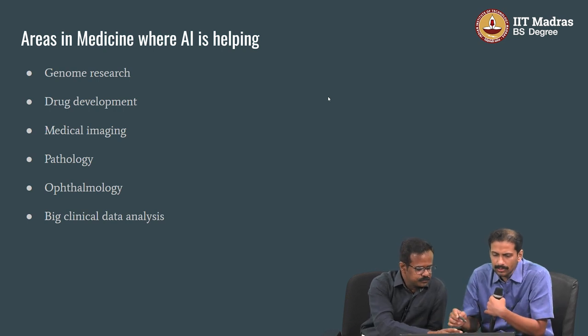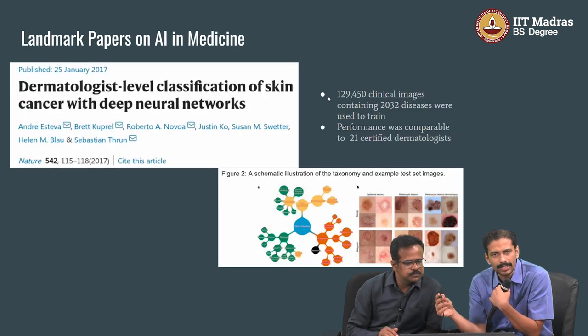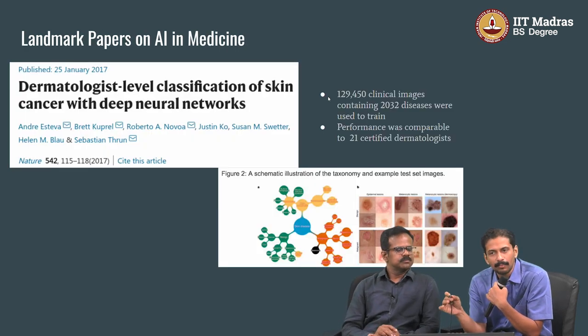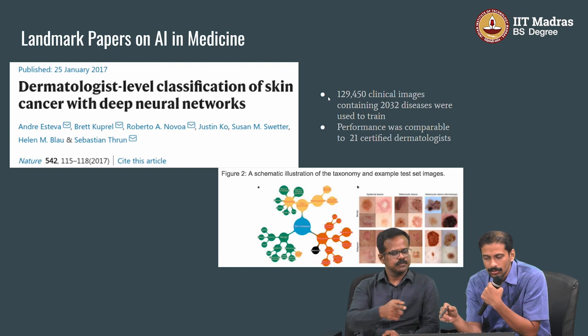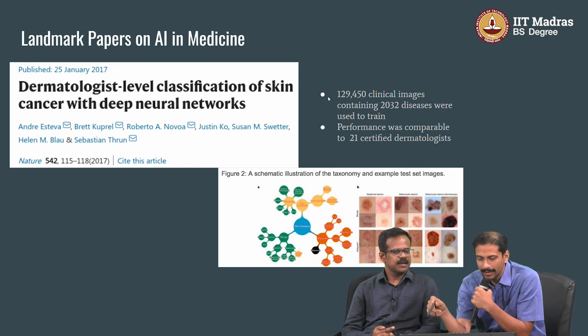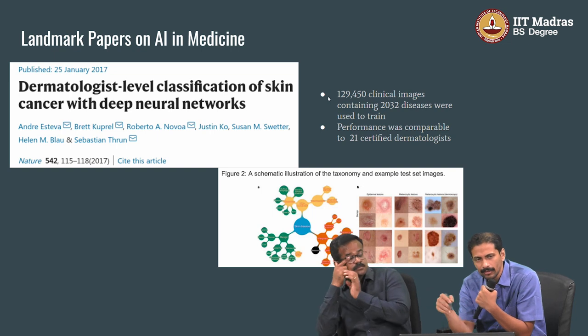So these are the areas where AI is already established in medicine, genome research and all those things. I just wanted to highlight a few landmark things which have happened in healthcare, and some in radiology also. This was attempted in 2017, a very nice study which you can look at later. They trained this model with more than a lakh images, and wanted to classify these images, the disease, into multiple categories: benign, malignant, and so on.